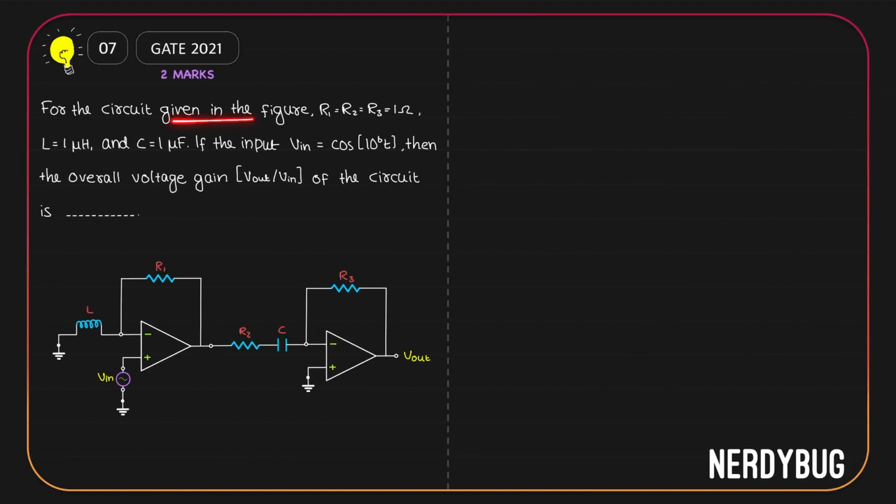For the circuit given in the figure, R1, R2 and R3 are equal. They are all equal to 1 ohm. L is 1 microhenry, C is 1 microfarad. The input V in is cos of 10 to the power 6 t. What we have to find out is the overall voltage gain of the circuit.